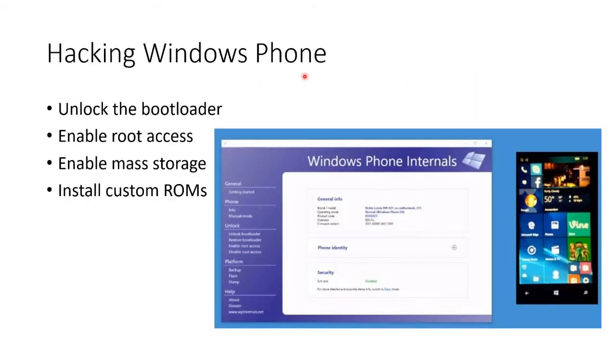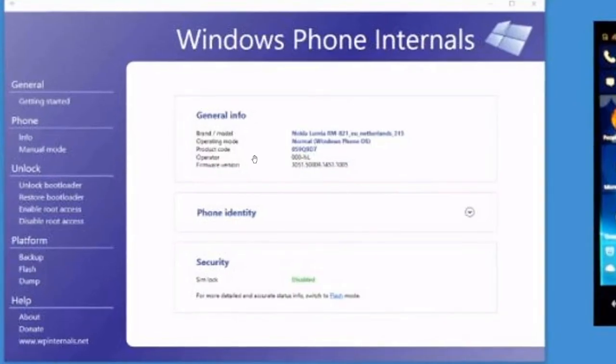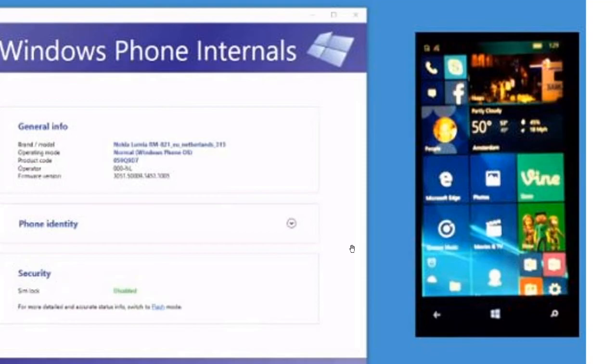Is it possible to hack Windows Phone? Yes, it is possible. Most people don't pay attention to it, but you could unlock the bootloader, you could enable root access, you could get into mass storage, you could install custom ROMs, custom read-only memory. There's a tool, there's a bunch of tools actually. Here's one example called Windows Phone Internals that allows you to do some of these very things we've talked about here. And so it shows an example of this.